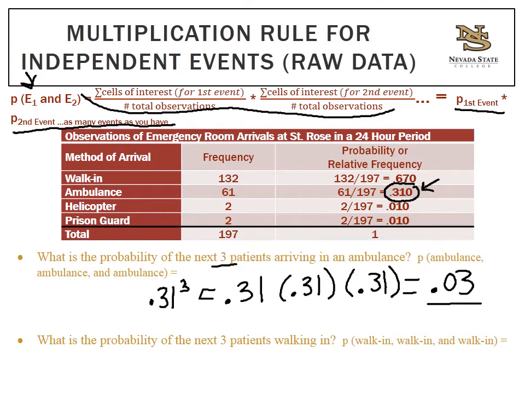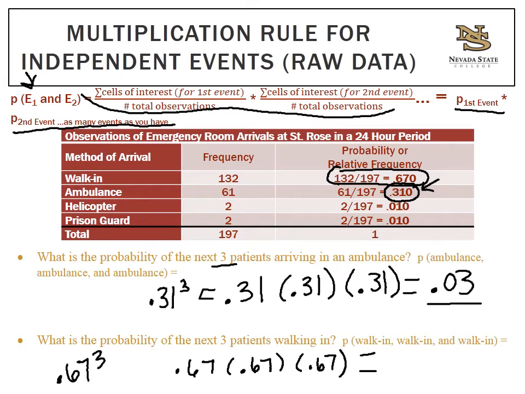All right, probability of the next 3 patients walking in. So that would be this probability now, 0.67 times 0.67 times 0.67. Now keep in mind these examples show you the same exact type of method, but you could do it for 3 different methods. Like if you wanted to say that among the next 3 patients, one would be in an ambulance, one would be a walk-in, one would be a helicopter, you could just multiply those together. Here we go. So 0.67 cubed, right, because we're multiplying it by itself 3 times, is going to be 0.301. Or there's a 30.1% chance, based on the sample, that the next 3 patients are going to be walk-ins.